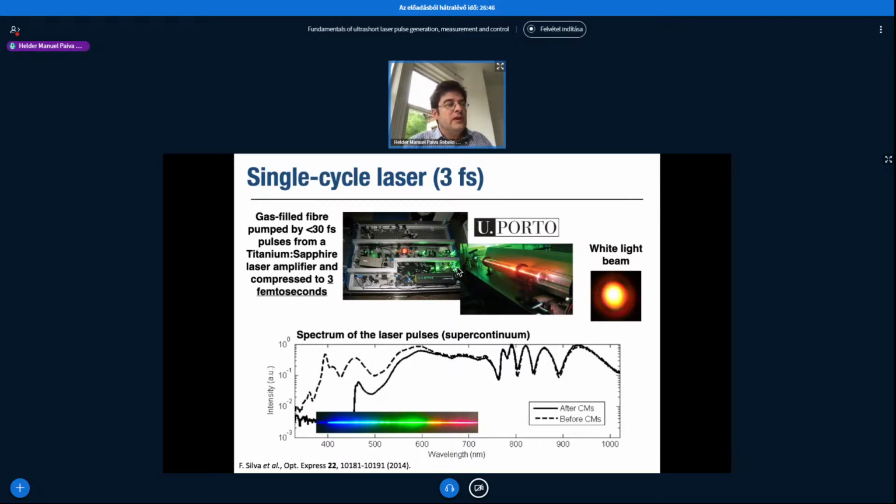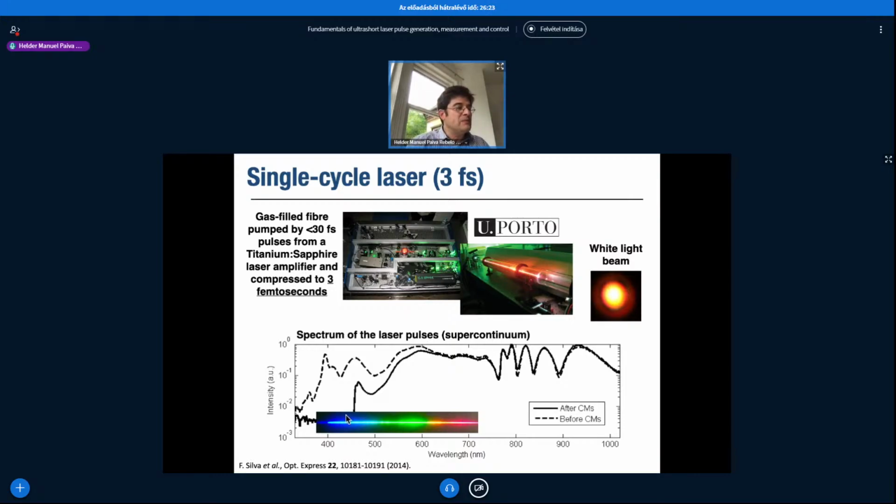And then we coupled the pulses into a hollow fiber. You remember I mentioned that you can make light propagate inside a hollow fiber filled with a noble gas. And in propagation, the spectrum will broaden. So you see here, this is a photo in the lab where the light, as it propagates, acquires new colors. So at the output, the light beam will look like a white light beam. It's like a white laser.